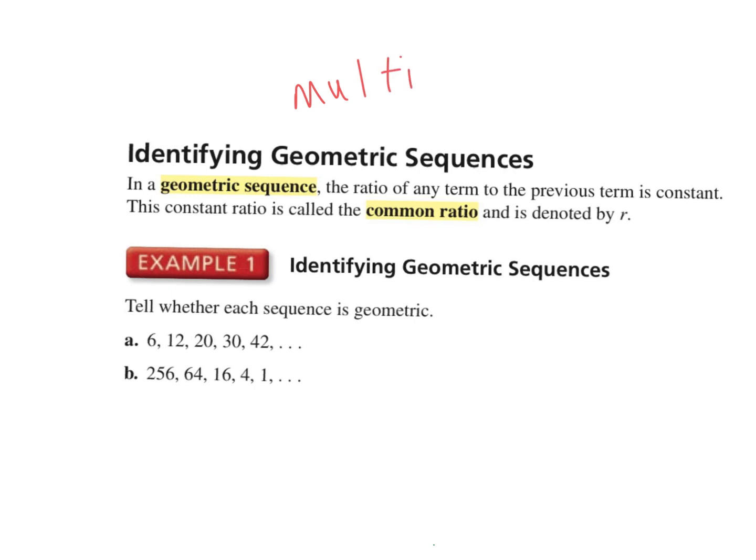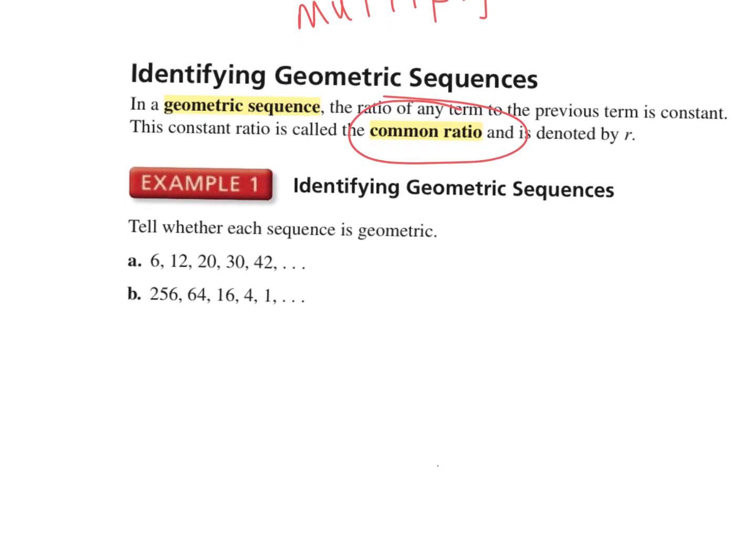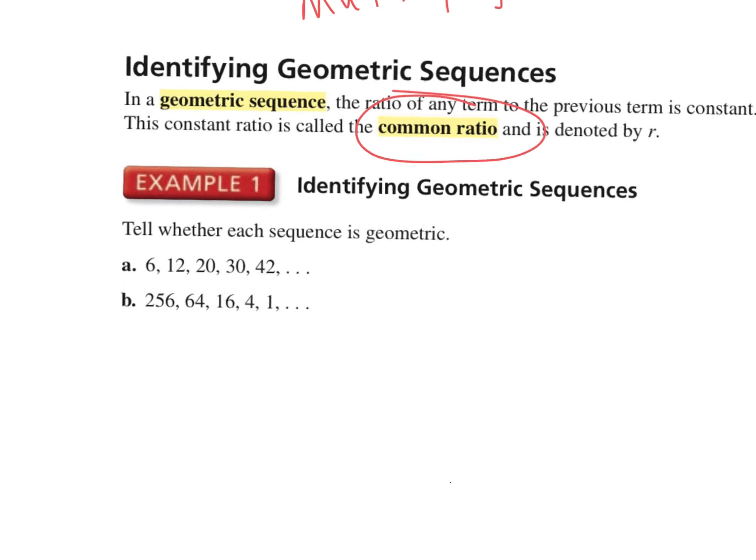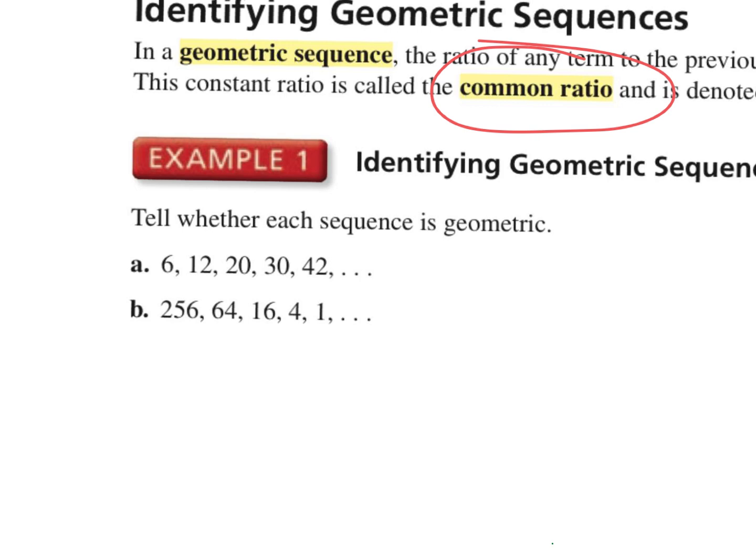Multi. You multiply to get from one term to the next. Always multiplying. And it's called a common ratio. It's not called a common difference. It's called the common ratio. So we're going to talk about how to write the rule and find a specific term, that sort of a thing. But the first thing we're going to talk about is how to figure out if something is geometric or not. It's if you multiply to get from one term to the next.